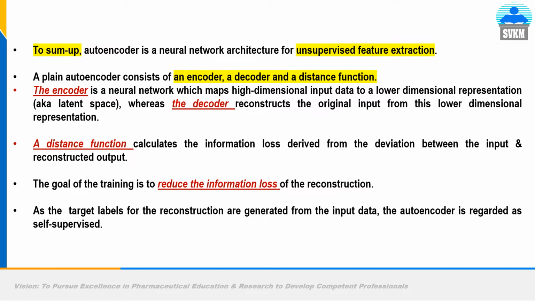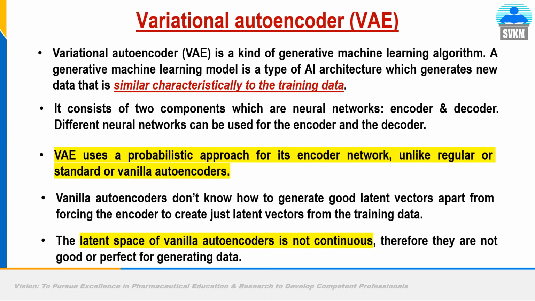The autoencoder is regarded as self-supervised, because the output should resemble the input. So your autoencoder already knows the input and the label also. Label means output, that is, the same input should be the output. Now so far we have seen basically the standard, vanilla, basic, or classical type of autoencoder. Now we will move to the variational autoencoder.